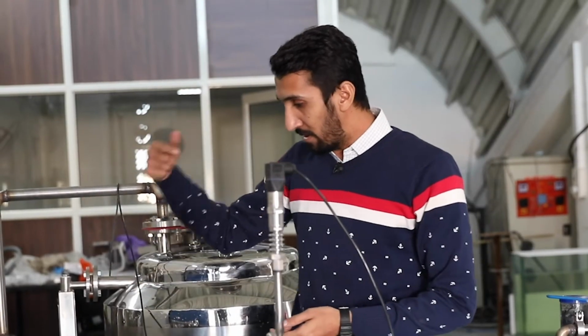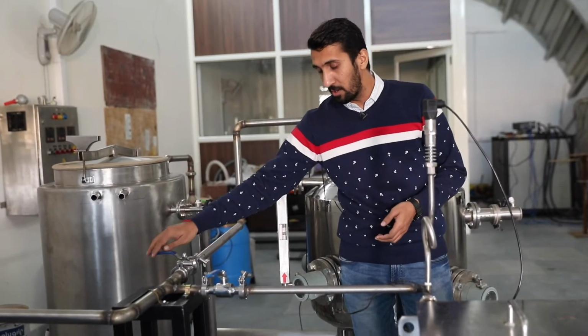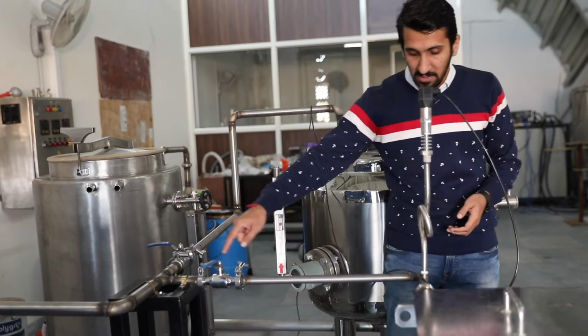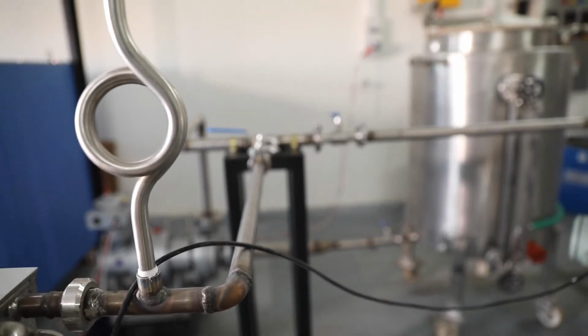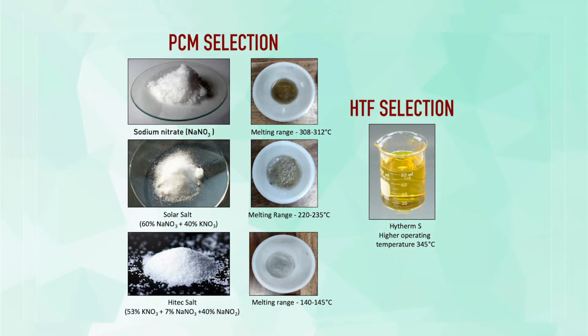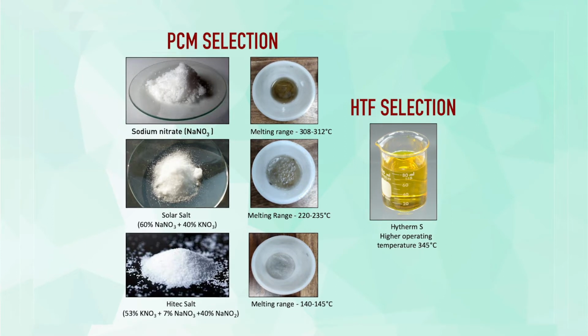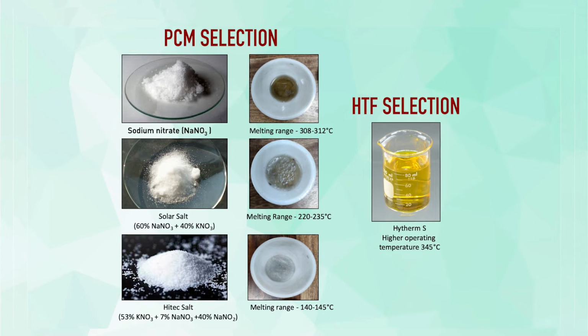Once we reach 350 or 340 degrees centigrade, we will open this valve and close this valve, so that the HTF will flow through these heat exchangers. We are using three different types of heat exchangers with three different phase change materials of different melting points. For the first one we are taking sodium nitrate, whose melting point is around 308.